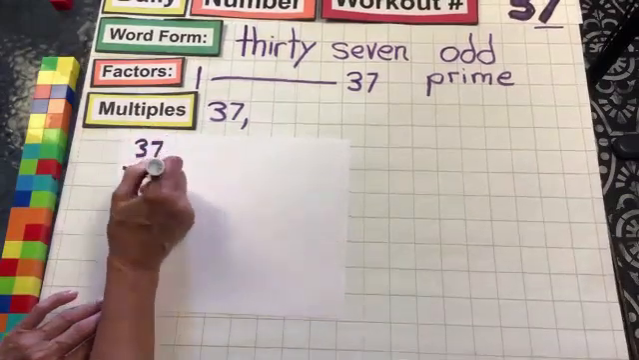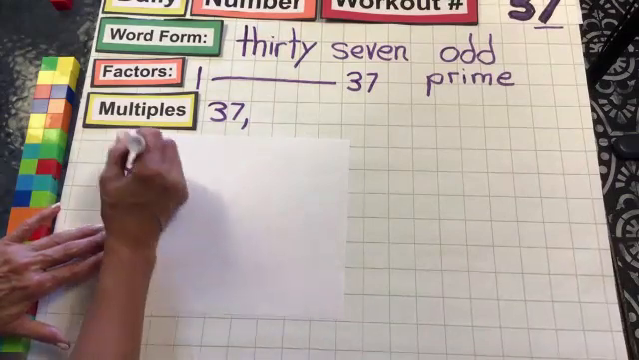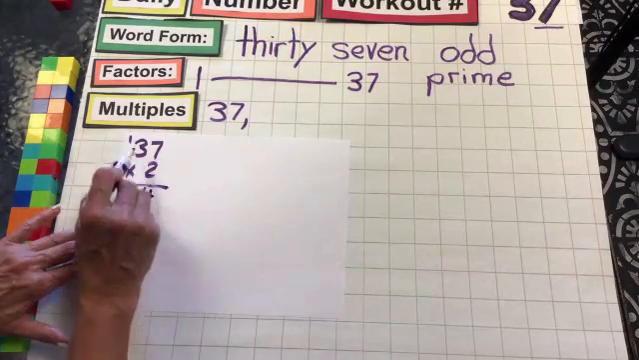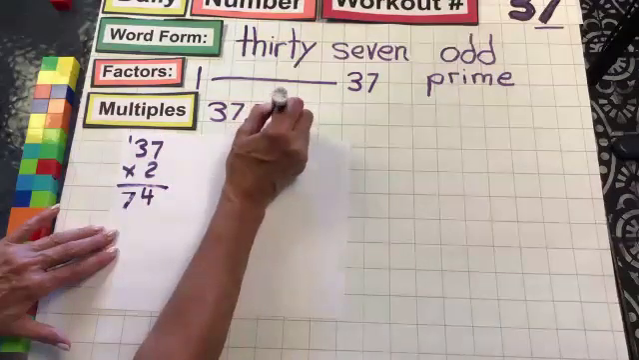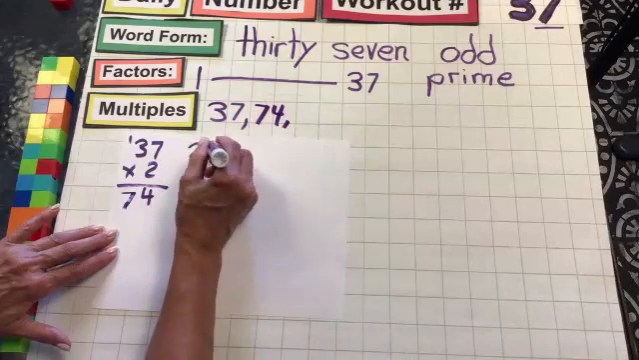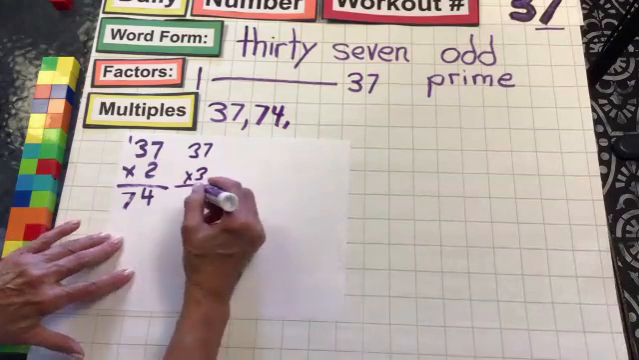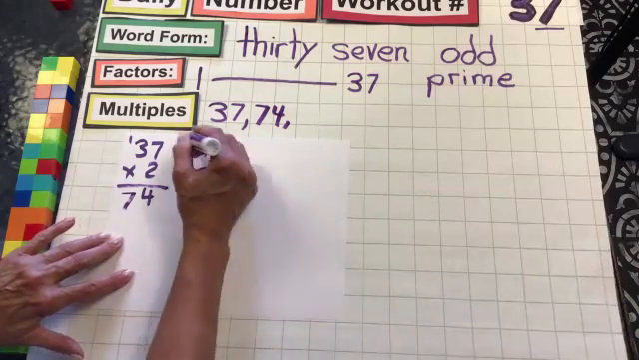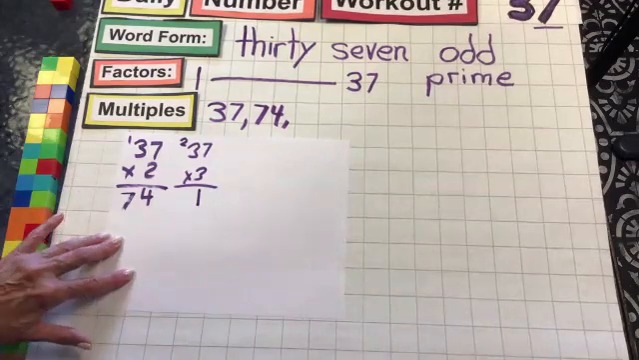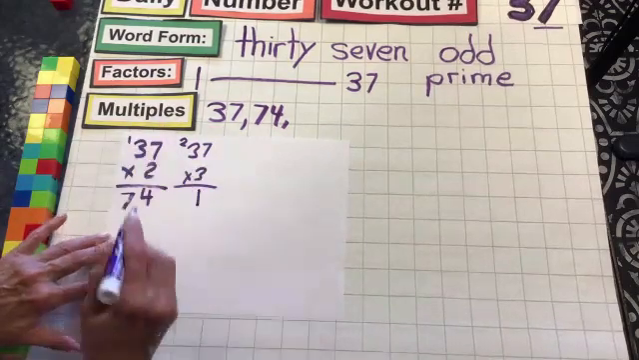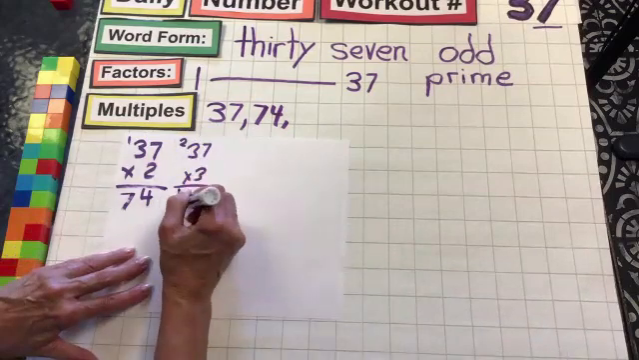37 times 2 equals: 2 times 7 is 14. Drop the 4, carry the 1. 2 times 3 is 6 plus 1 is 7. So 74 is 2 37s. 37 times 3. 3 times 7 is 21. Drop the 1, carry the 2. Now, if you did not do this part, this is a good one to do with me. You can always flip your paper over and go through the motions. It's really important. 3 times 3 is 9 plus 2 is 11.